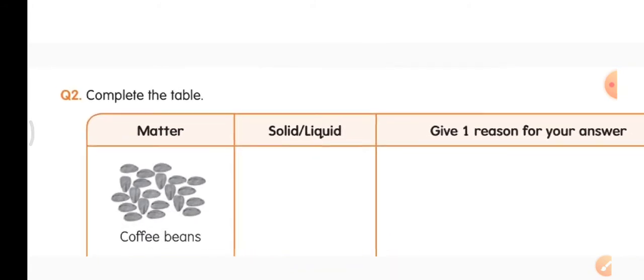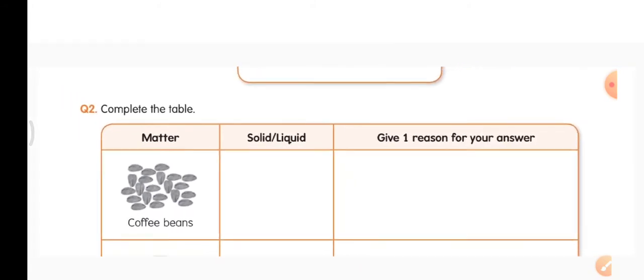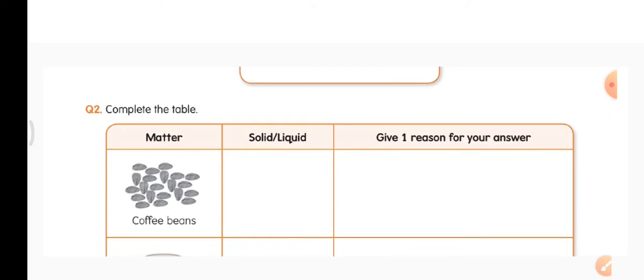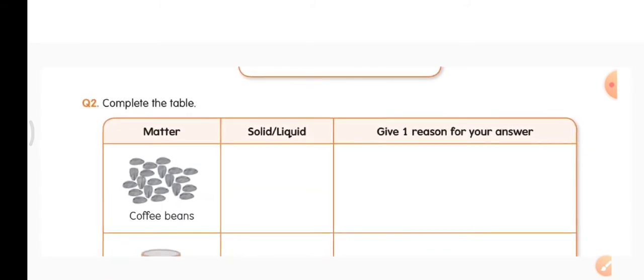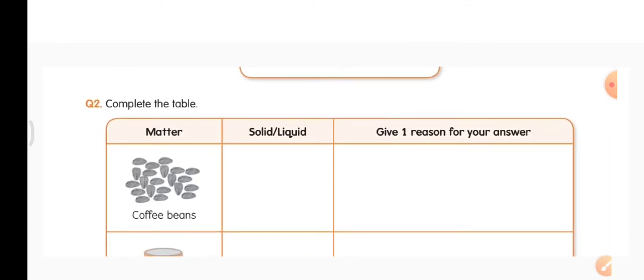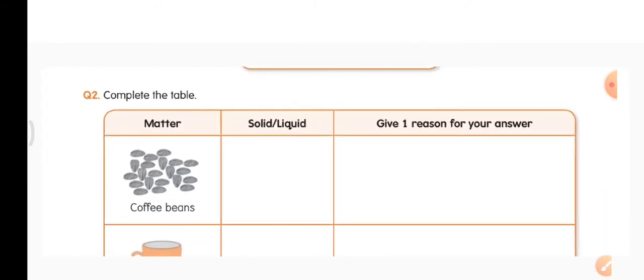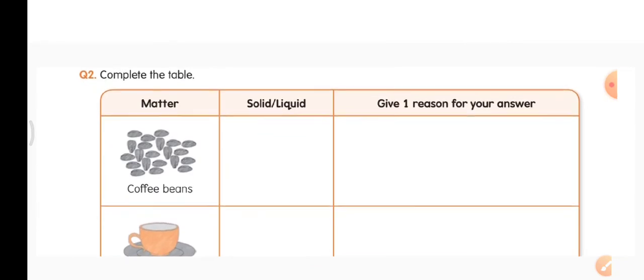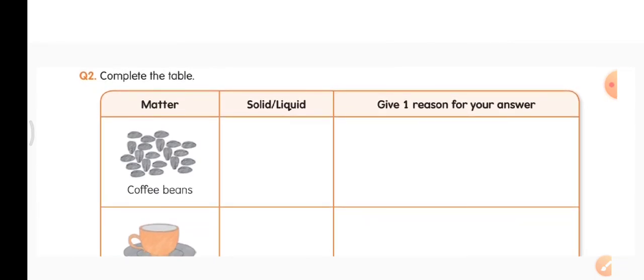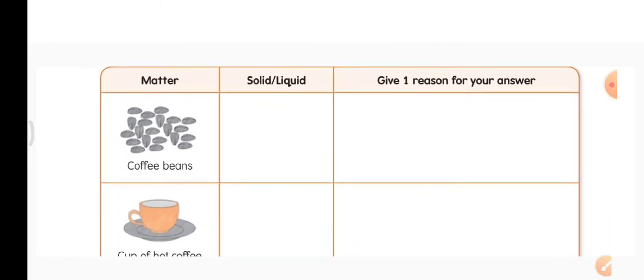Now complete the table. The table has 3 columns: matter, whether it is solid or liquid, and give one reason for your answer. So coffee beans is given in the picture. Coffee beans is a solid. One reason for your answer, because it doesn't flow. Coffee bean does not flow. If you leave them on the floor, it doesn't flow.